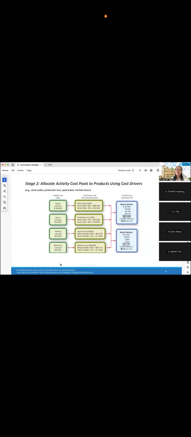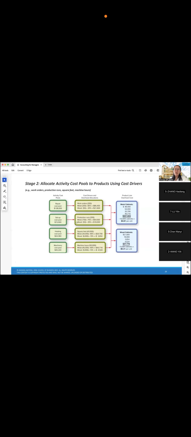Okay, so after the cost for each pool is allocated, we would then see what are the different cost drivers for the pool and how we should allocate it. Recall in this example, we were producing metal cabinets and wooden cabinets. In the repair cost pool, we found that 250 total work orders were given to the repair department to ask them to repair the cabinets. Of 250 orders, 200 orders pertain to metal cabinets and 50 orders pertain to wooden cabinets. If we take 200 divided by 250, that would be 80% of the cost being allocated to metal cabinets, which is $86,400. And the remaining 20% is allocated to wooden cabinets, which is $21,600.